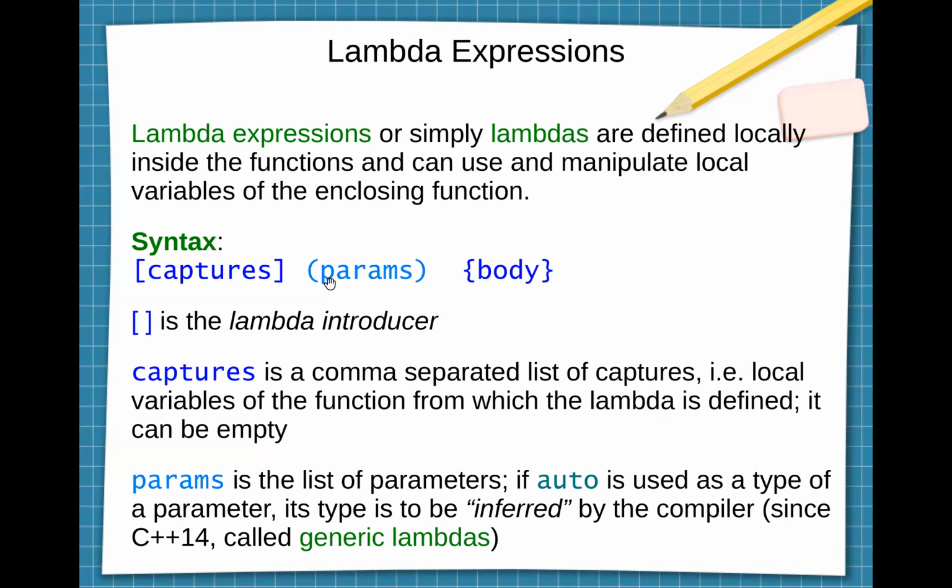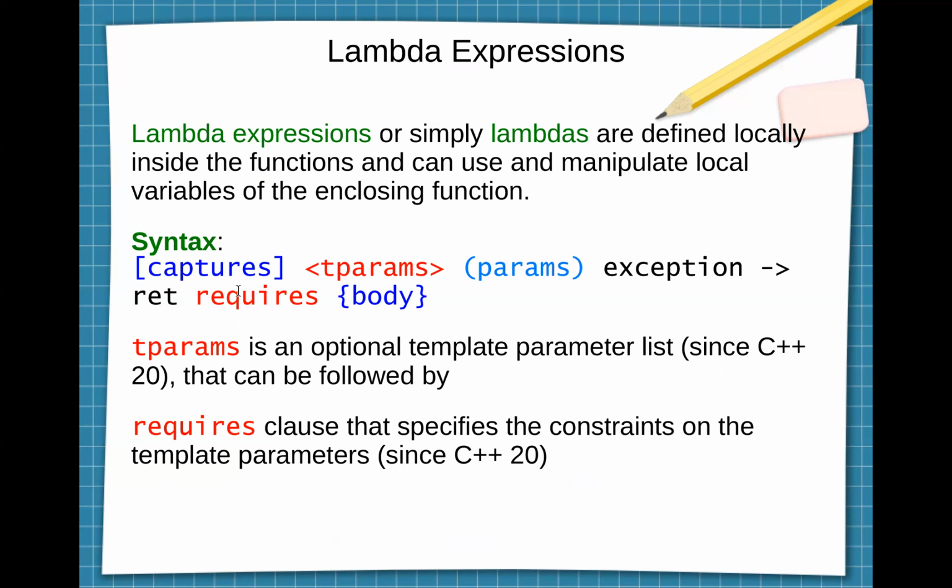So this is the list of the parameters. This is the body of the function. Here we will be doing some stuff to the parameters and maybe to those captured variables from the enclosing function. Okay, now this is a more extended list of things that could be added into the lambda.